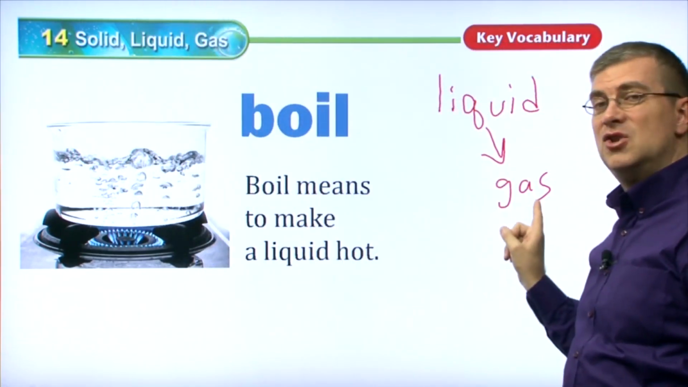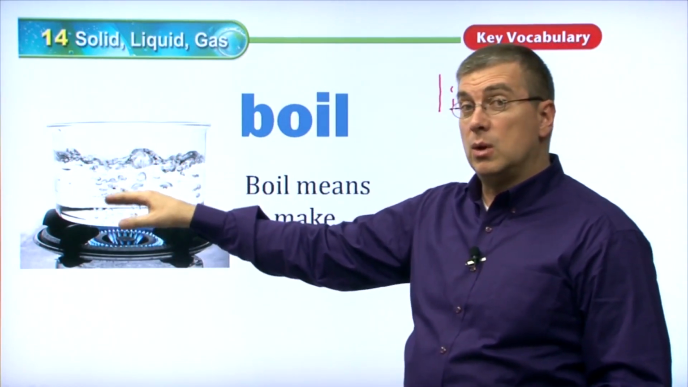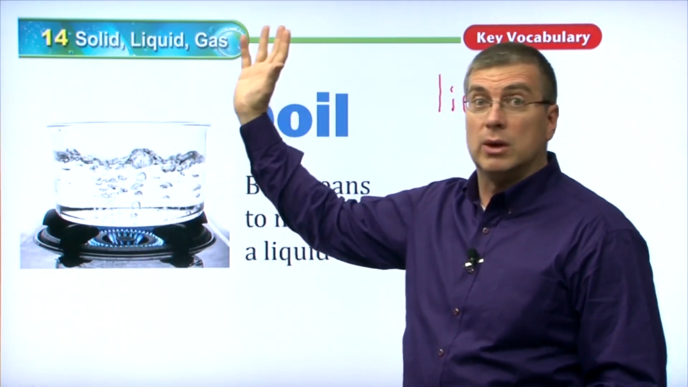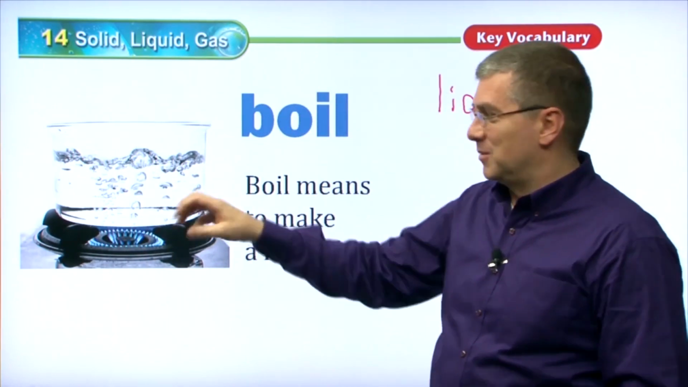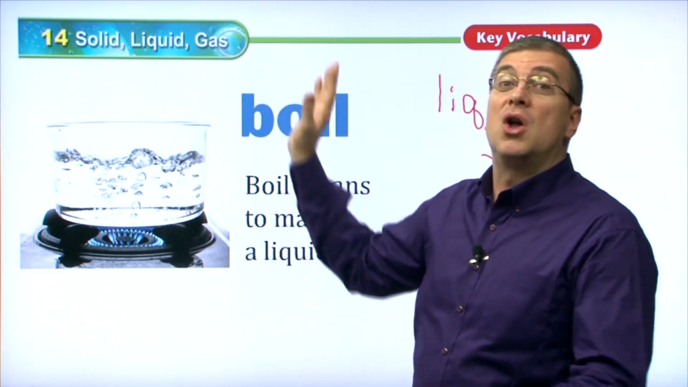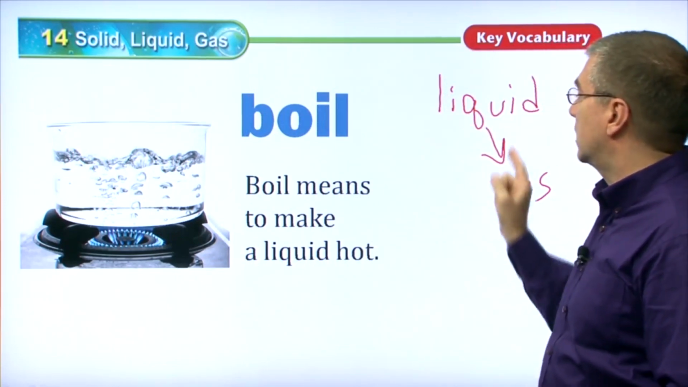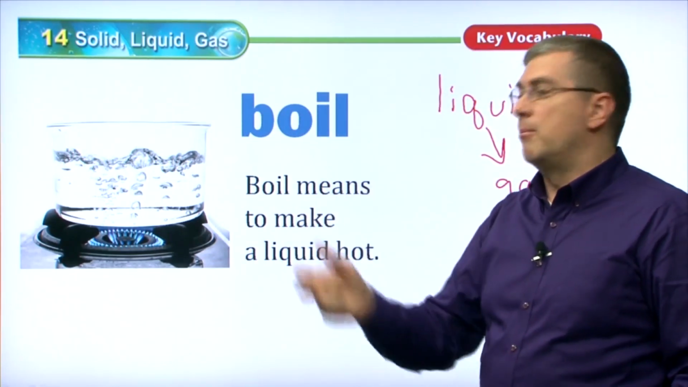The liquid will change into a gas. And if you keep that heat on, all of the liquid will go away. It will all be changed into a gas, and you won't have any more liquid. It'll all go away magically. It's not magic, but it seems like magic because it will all disappear from the container. So that is changing a liquid to a gas. So we have freeze, we have melt, and we have boil.